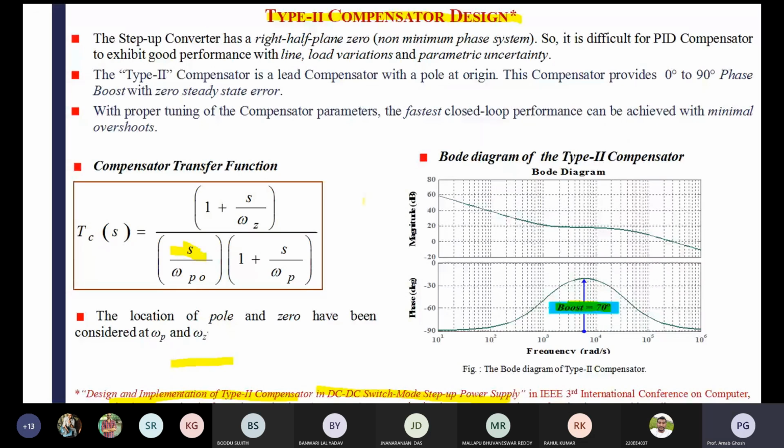Okay. Then what happened? Another pole is there. So again it will be minus 20 dB, but the dashed line it is following. Okay, it's a Bode diagram of the type 2 compensator, and the second one is your phase diagram.